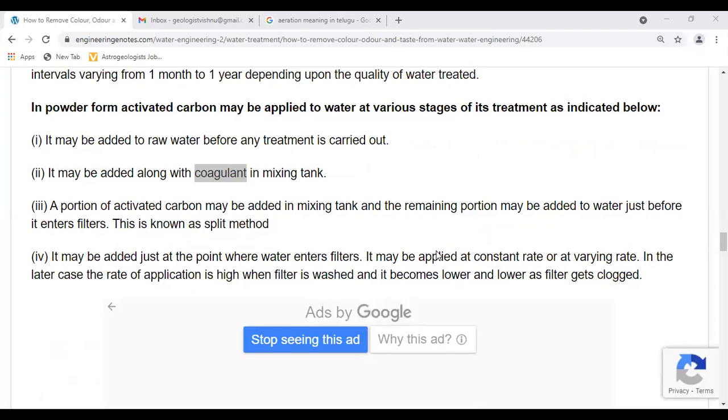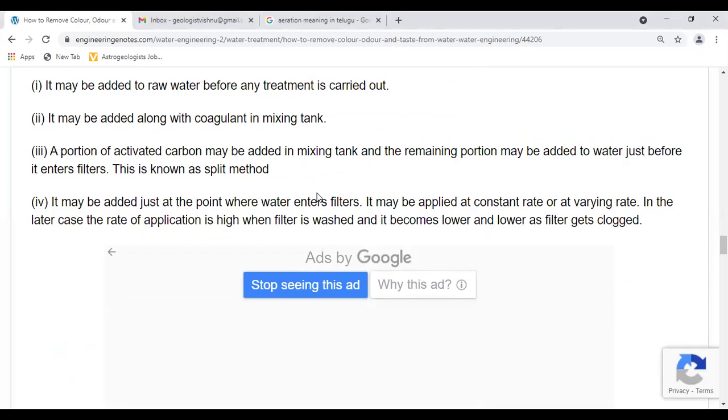Third one is a portion of activated carbon may be added in mixing tank and the remaining portion may be added to water just before it enters the filter. This is known as a split method. It may be added just at the point where water enters filters.